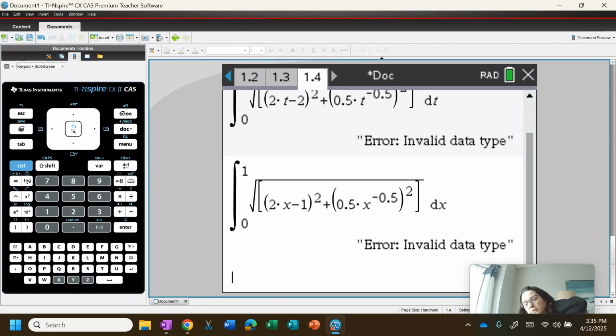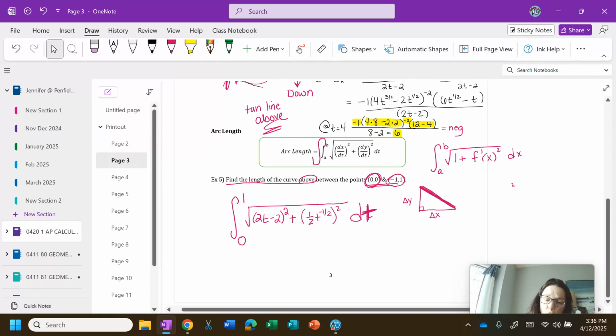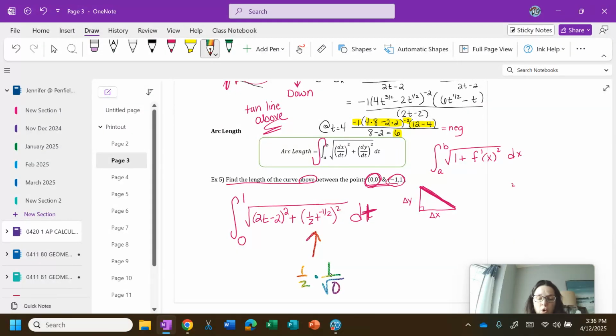Oh, I know what's wrong with it, Mrs. Vibber. This is a Mrs. Vibber problem, not a you guys problem. I made a goober move here. I'm going to tell you what's wrong, but then we're not going to fix it, and I'm just going to promise you it won't happen again. We're starting at t equals 0, and if I put 0 into there, that's going to be 1/2 times 1 over the square root of 0. So this is technically an improper integral. That was just me being a goober. It does have an arc length, but your calculator can't compute improper integrals, so that's why it's having a beef with me right now. So ignore that part.